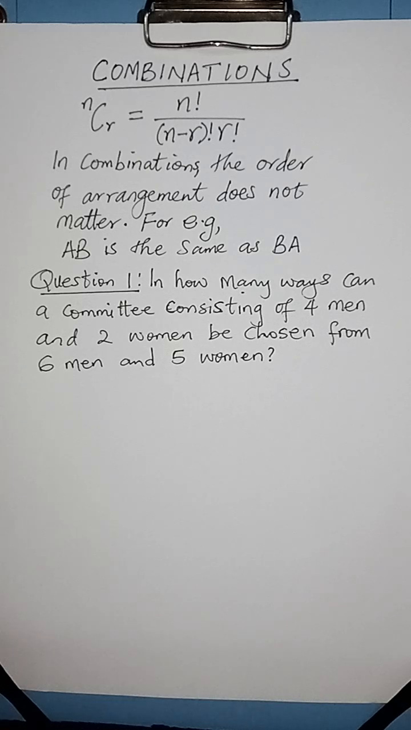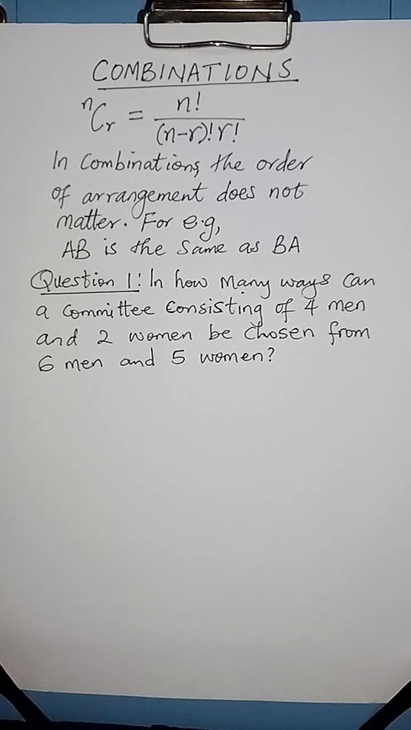So for us to be able to understand the subject of combinations, we must use example questions to drive home the point. Let's look at question number 1. In how many ways can a committee consisting of 4 men and 2 women be chosen from 6 men and 5 women? Now, what did you notice about this question?